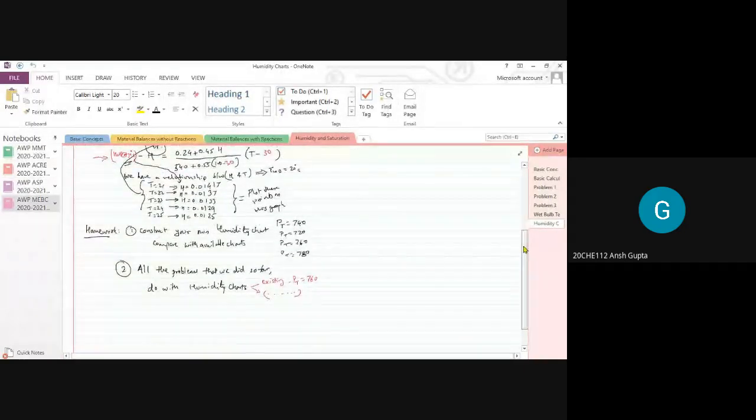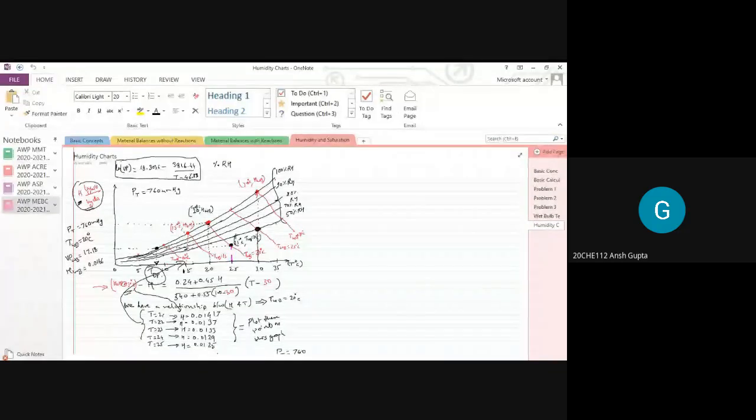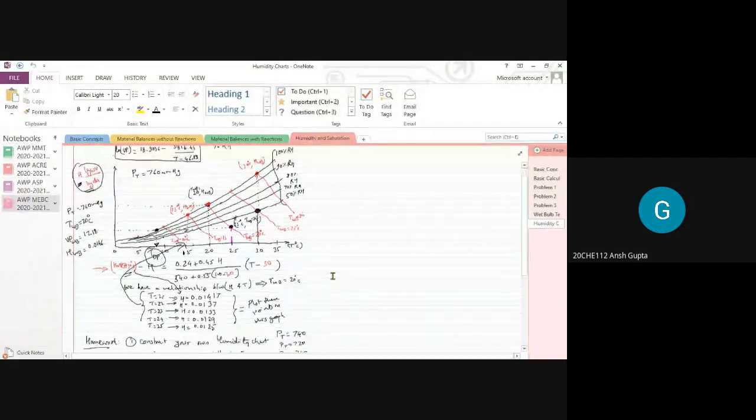Yes, sir. I wanted to ask about that only. How to plot the wet bulb temperature lines? Like using the Antoine equation or some other equation, right?